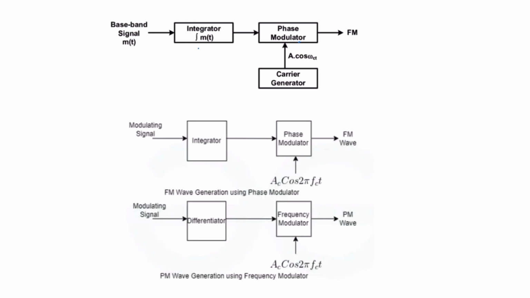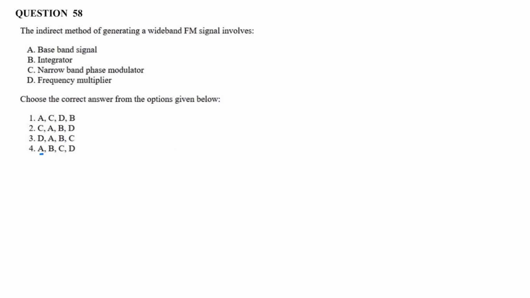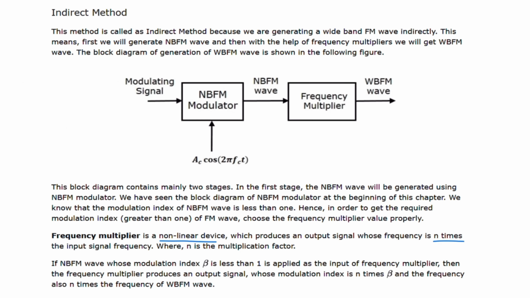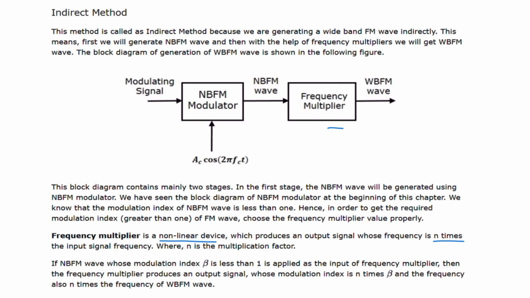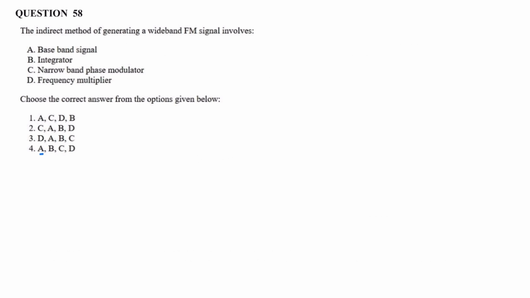Here the narrowband FM modulator contains an integrator and a phase modulator, producing a narrowband FM signal. Here we require the baseband signal. Baseband signal is required, integrator is required, phase modulator is required, and then frequency multiplier. The correct sequence is A, B, C, D.